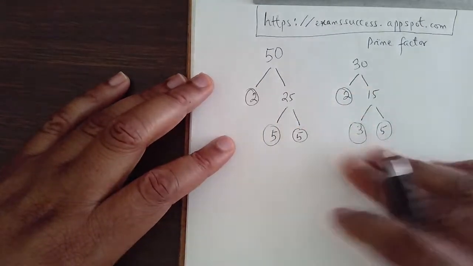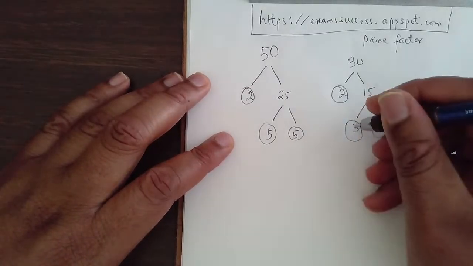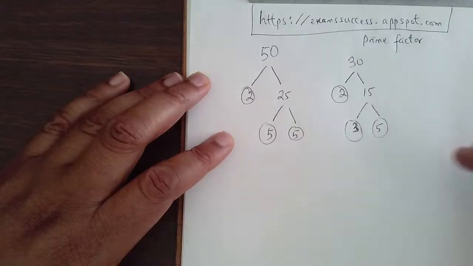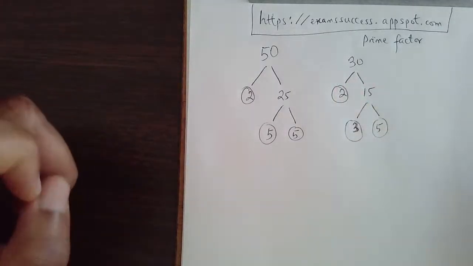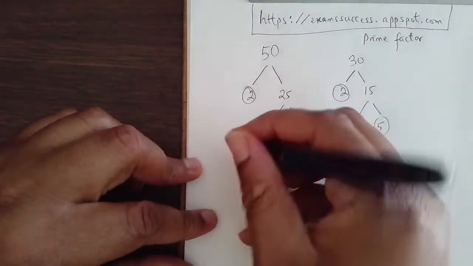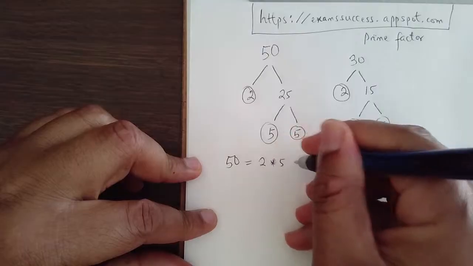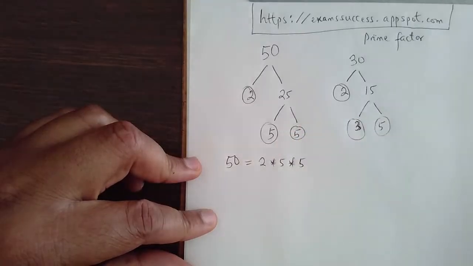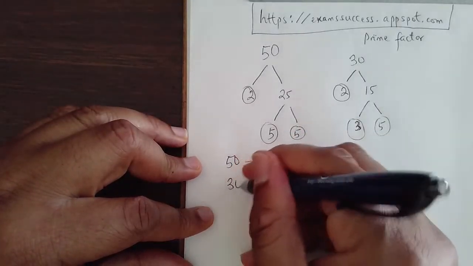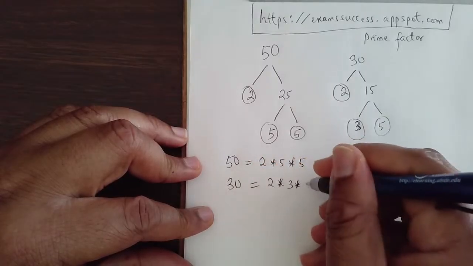I don't like to write it that way. It's good you do this in ascending order from least to greatest. If you're writing, write in ascending order, least to greatest. So this 50 here, you see that is 2 times 5 times 5. And for the 30, we see that it is 2 times 3 times 5.